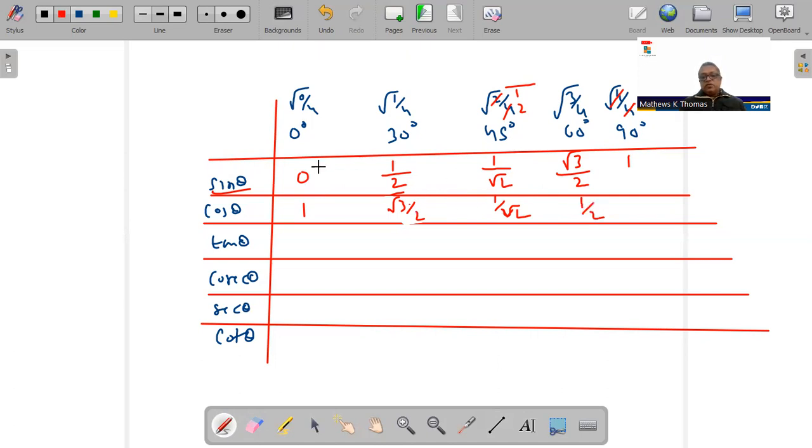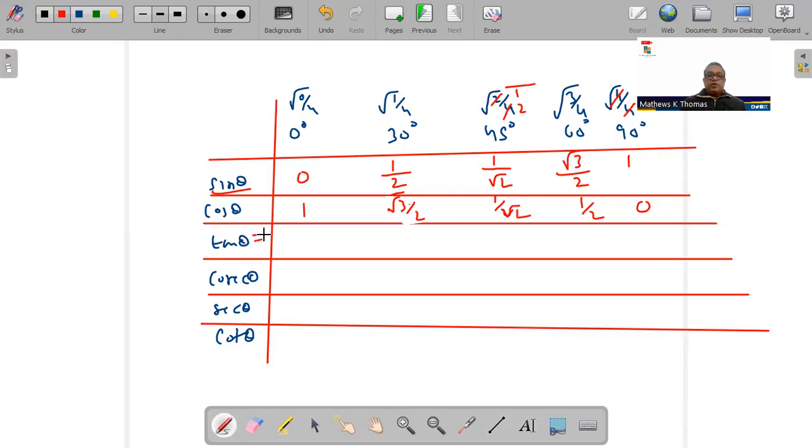I am coming here and 0. So what I have done, I have just reversed this order. So 0 to 1 and this is 1 to 0. Sine theta increases from 0 to 90. Cos theta decreases from 1 to 0. So whichever values you got, you are writing 1, root 3 by 2, 1 by root 2, half and 0.